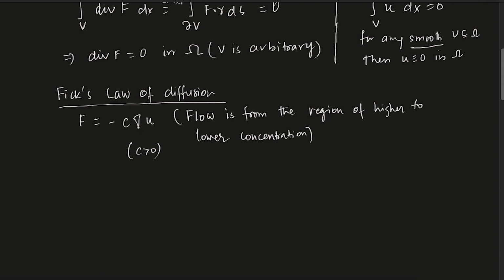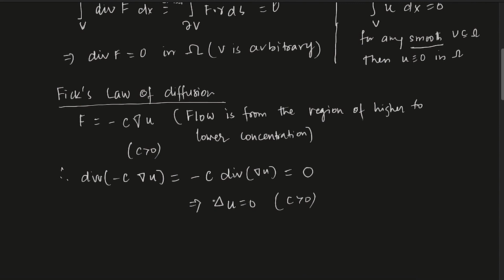So, if F is minus C times the gradient of u, let's just put it here. Therefore, the divergence of minus C times the gradient of u gives you minus C times the divergence of the gradient of u, right? That will be 0, because the divergence of F is 0. F looks like this, so the divergence of the gradient of u is 0. So that will give us that the Laplacian of u is 0, since C is positive, or minus Laplacian, I don't care. The very important thing is, from Fick's law we got that the Laplacian of u is equal to 0.